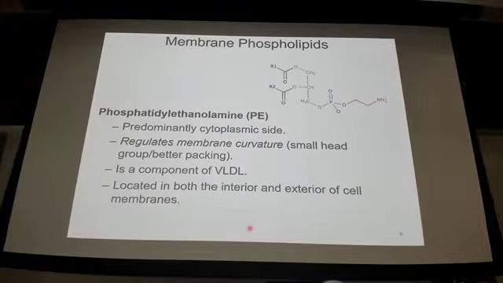Okay. So phosphatidylethanolamine, this is found in very low density lipoproteins, and this is LDL, which is the bad cholesterol. So this cholesterol carries triglycerides to our tissues. This is neutral at physiological pH, and it's primarily involved in cell curvature because the ethanolamine is a smaller head group.